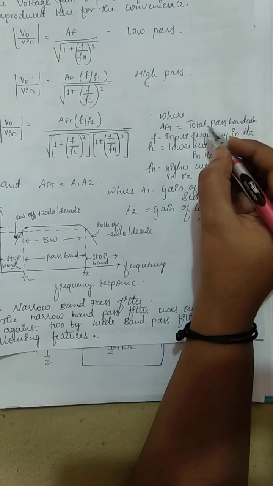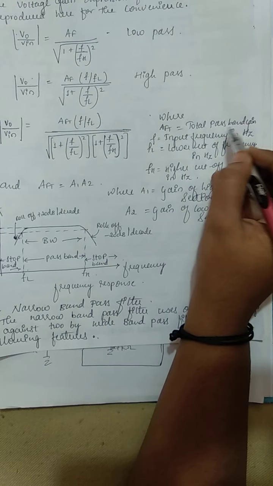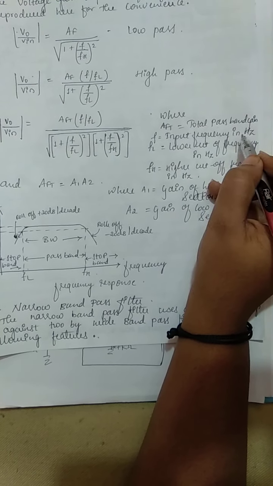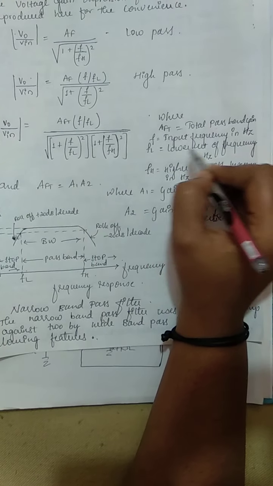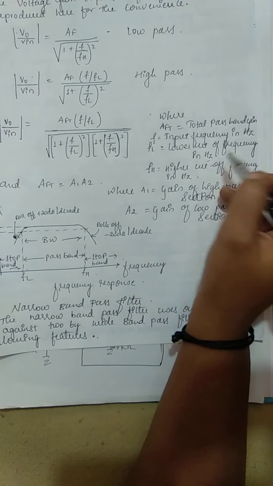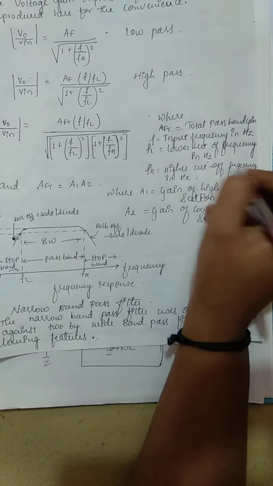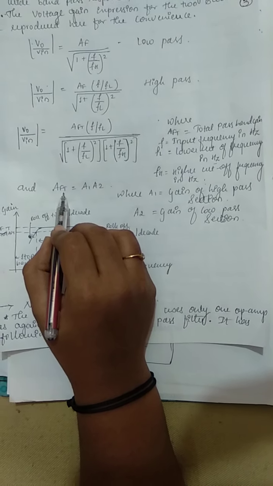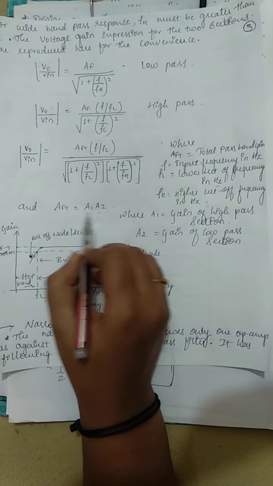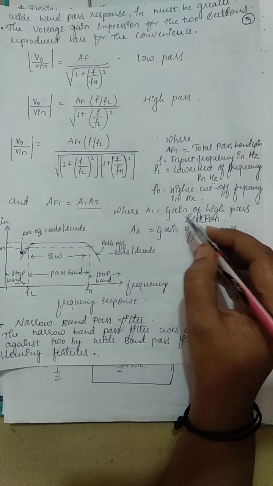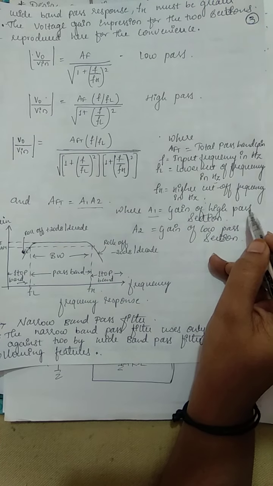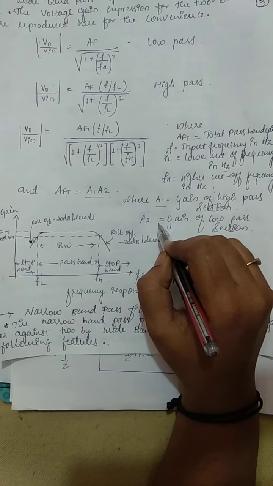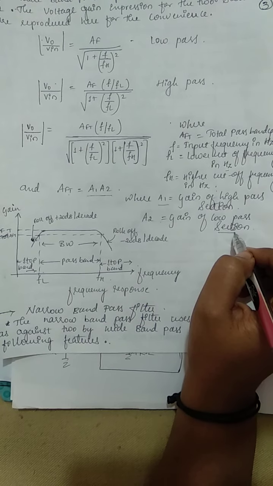AFT is denoted as the total pass band gain, and F is the input frequency in Hertz. FL is the lower cutoff frequency in Hertz, and FH is the higher cutoff frequency in Hertz. And AFT, the total pass band gain, is equal to A1 into A2. So what is A1 and A2? A1 is the gain of the high pass section, and A2 is the gain of the low pass section.